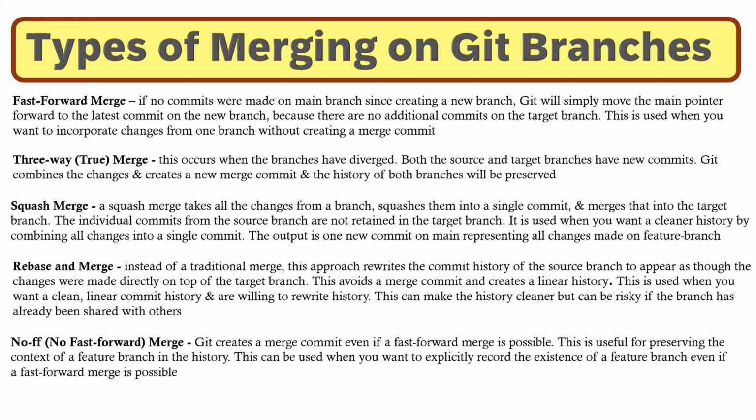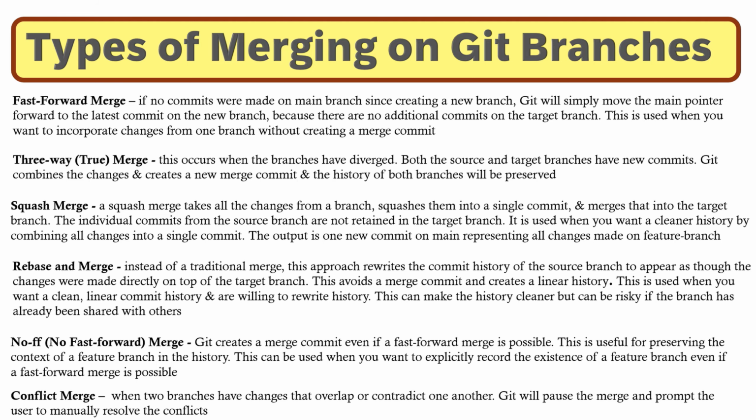Then there's the no fast forward merge, the no fast forward option. With this, Git creates a merge commit even if a fast forward merge is possible. Because with the fast forward merge, don't forget, you don't actually create a commit. It just moves the tip of the head. And this is useful for preserving the context of a feature branch in the history. And you would use this one if you wanted to explicitly record the existence of a feature branch, even if a fast forward merge was possible.